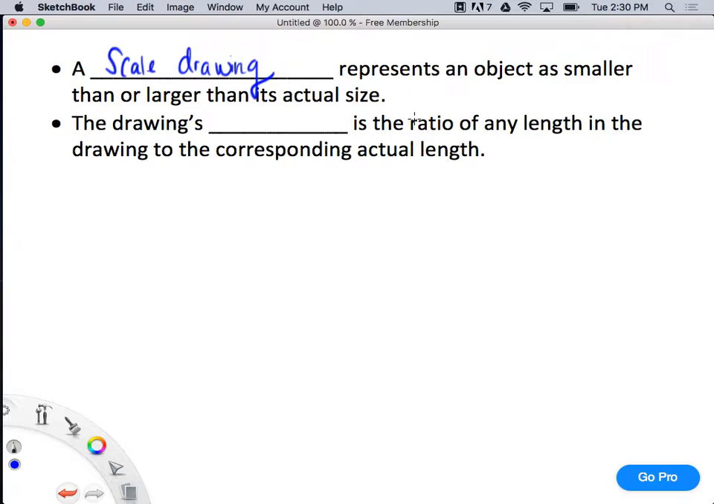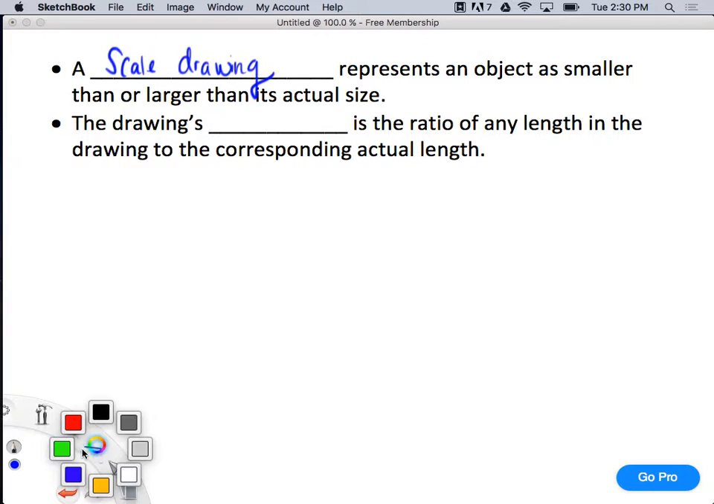There's also things like blueprints of a house or of a school, right? If you have the blueprints, it's a floor plan, right? You have the whole school on this piece of paper, right? It's obviously not as big as the whole school. It's a scale drawing. Okay, so that's what a scale drawing is.